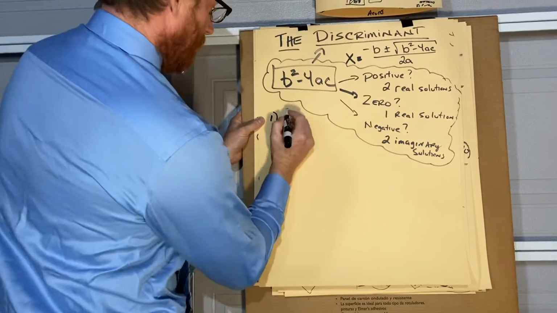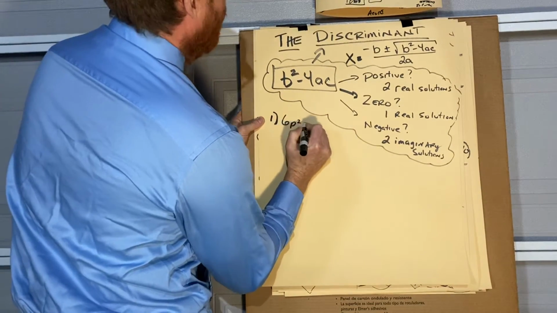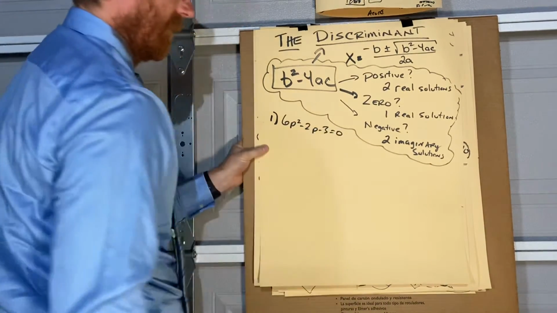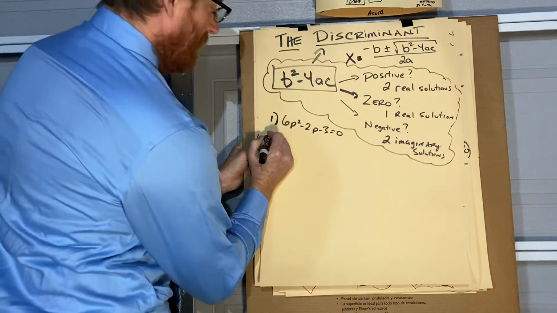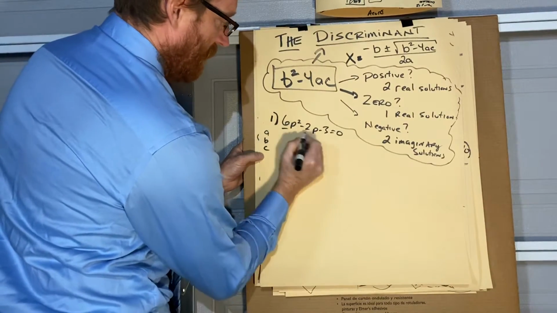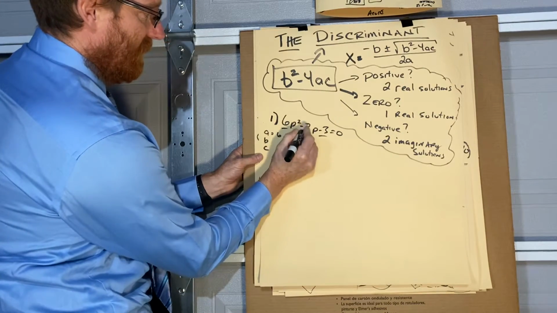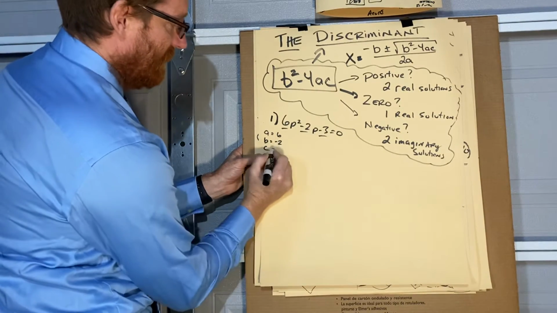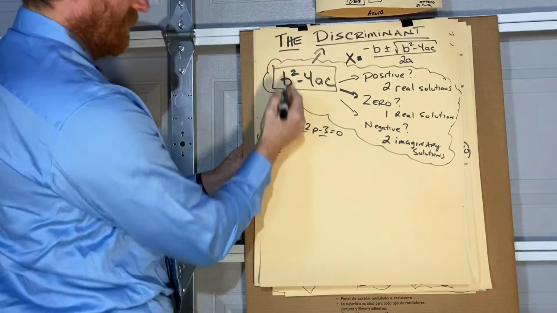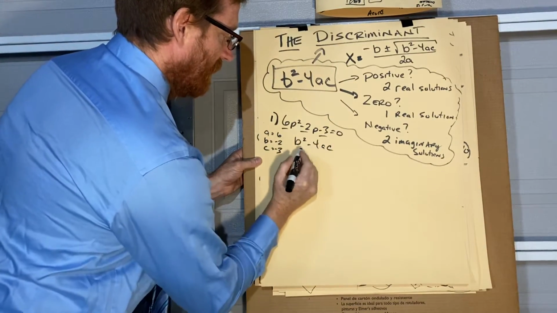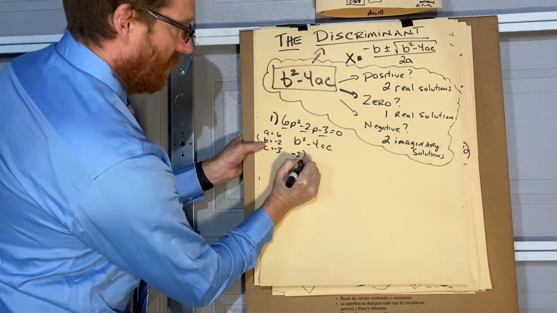It's a good place. It looks like this: 6p squared minus 2p minus 3 equals 0. We still have to identify the a, the b, and the c. You remember it's that, and that, right? So a is the 6, b is that negative 2, and c is the negative 3. And I'm just going to plug that into b squared minus 4ac. So the b is negative 2. I need to square that.